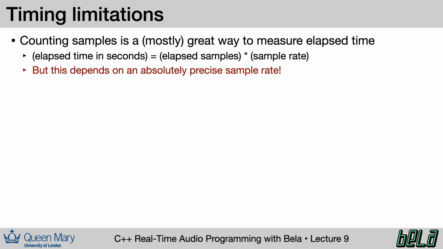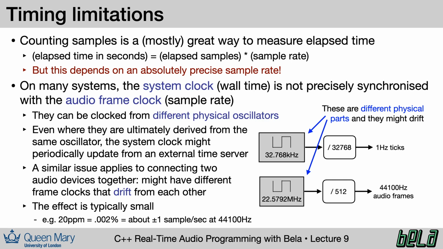A couple final caveats about this approach to measuring timing. Counting samples as a way of measuring time in seconds depends on a precisely known sample rate, and we don't always have that. Even when we do have reasonable precision for our sample rate, the system clock that gives us our wall time is not necessarily synchronized with the clock that's giving us our audio sample rate, and in fact they're often derived from separate physical oscillators inside the computer. There might be one oscillator responsible for the 1 Hz system clock, and another oscillator entirely which is divided down to give you the 44 kHz audio frame clock.